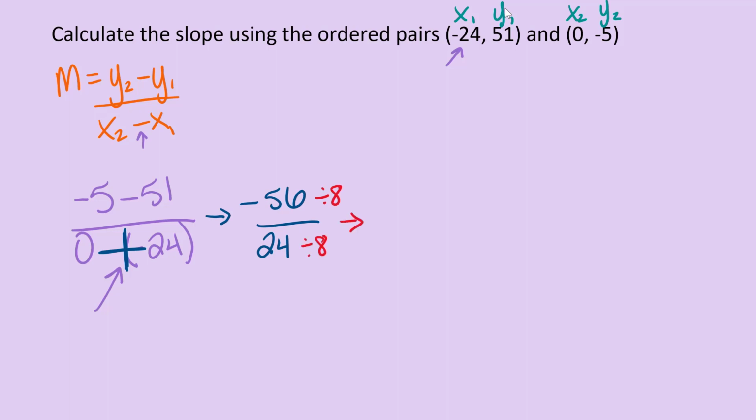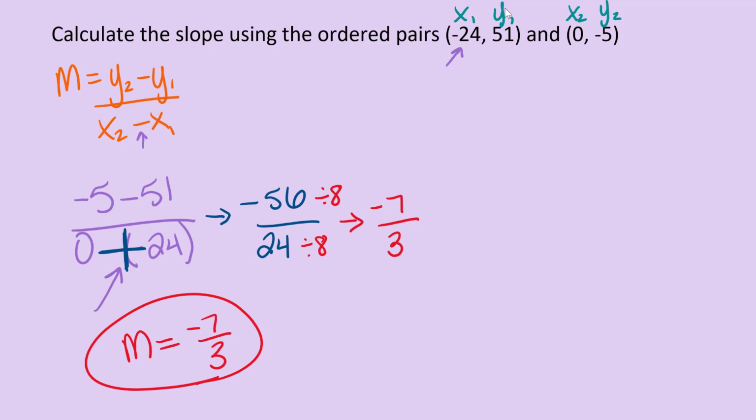So when we divide those both by 8, negative 56 divided by 8 gives me negative 7, over 24 divided by 8 gives me 3. So the actual slope for this equation, for these 2 points, is negative 7/3. Remember that m is the value that we use to represent slope.